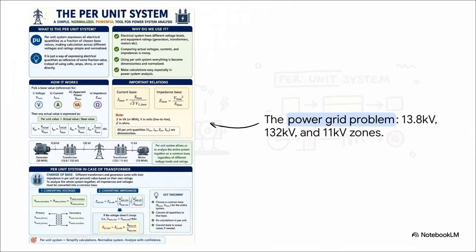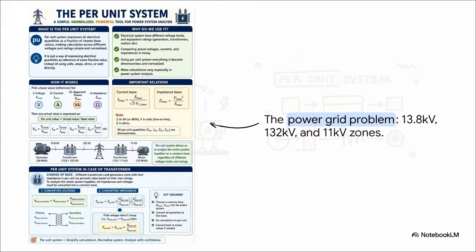So here's the core problem we're facing. It's the sheer nightmare of trying to compare actual voltages and currents across a mishmash of generators, transformers, and motors that all have completely different ratings. Imagine you've got a generator putting out 13.8 kilovolts, and that feeds directly into a transformer that steps it way up to a massive 132 kilovolts for long-distance transmission. Then, down the line, another transformer steps it back down to 11 kilovolts just to run a single motor.